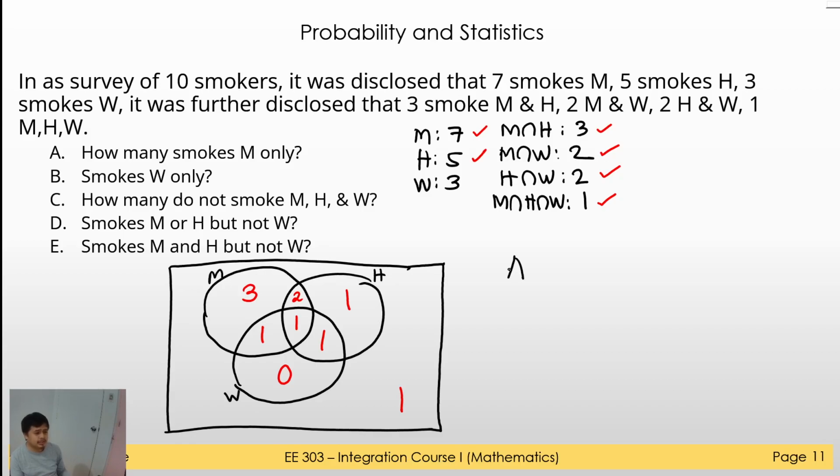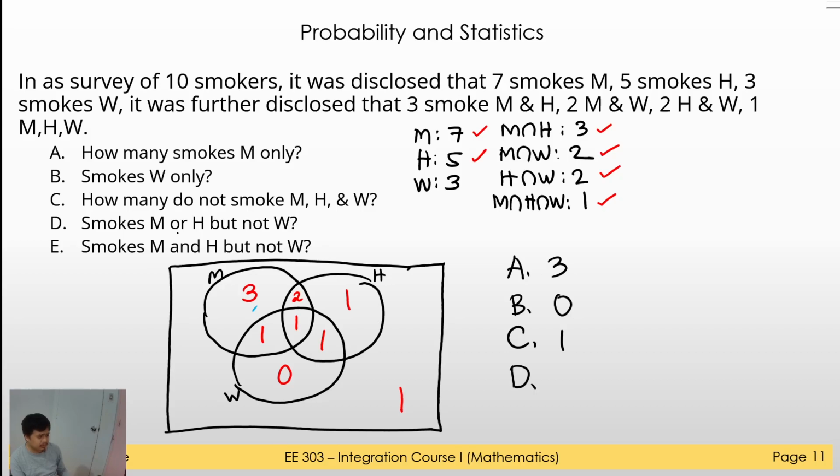So to answer letter A, how many smoke M only? Only 3 smoke M only. How many smoke W only? W only, we have 0. How many do not smoke M, H, and W? How many do not smoke M, H, or W? We have 1.